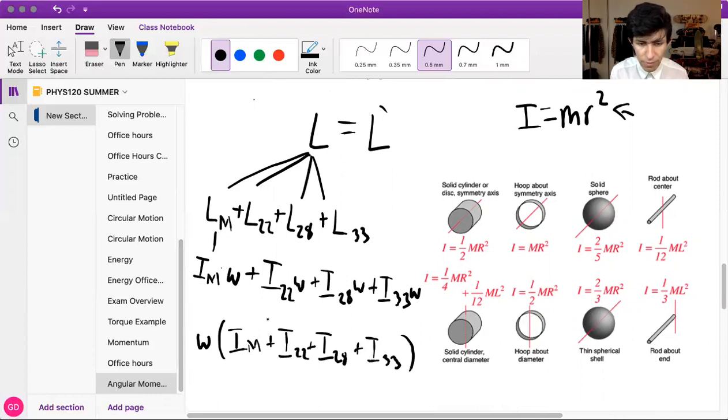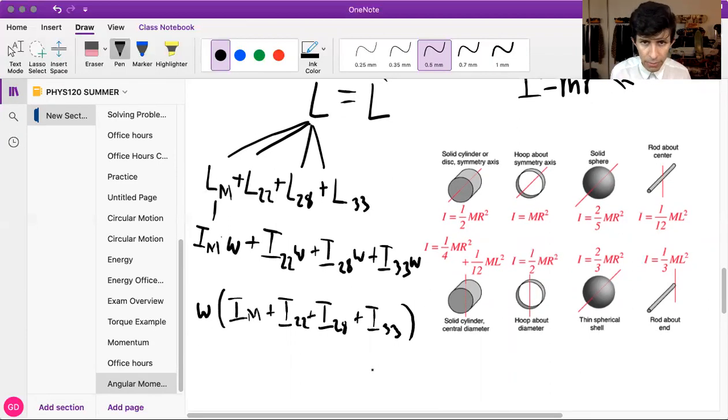Remember, this is just the before, before the one person changes location and changes the whole moment of inertia, the total. So you may be wondering, how do I calculate each I? We're going to use those equations. Here's the one I'm going to give you. The moment of inertia for the merry-go-round is 1 over 12.